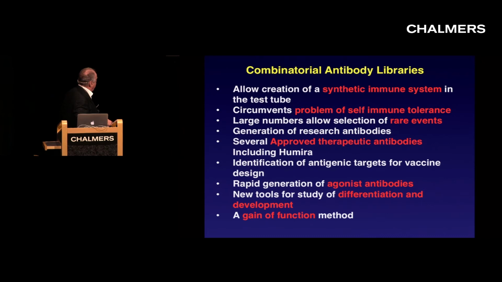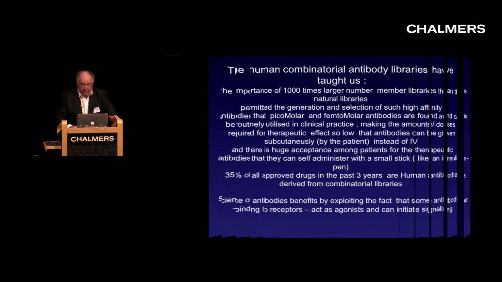Very important now is to find targets for vaccine design. And I didn't talk about this at all, but the current rage is the very rapid generation of antibody agonists, saying if you had 10 to the 11th binding proteins and you could put 100 million of those inside cells, what could you learn?